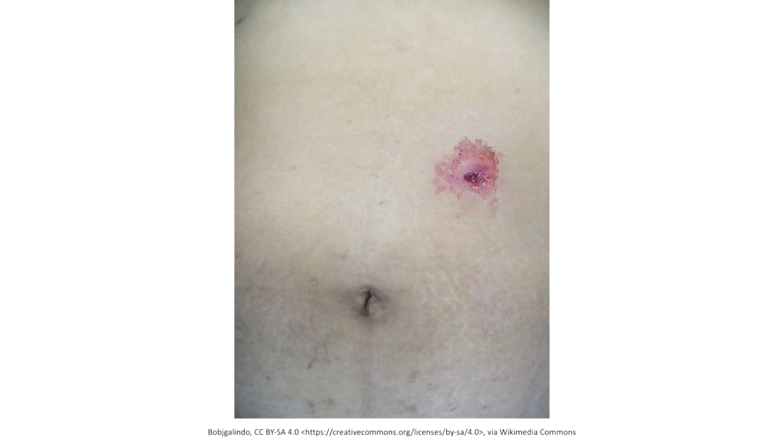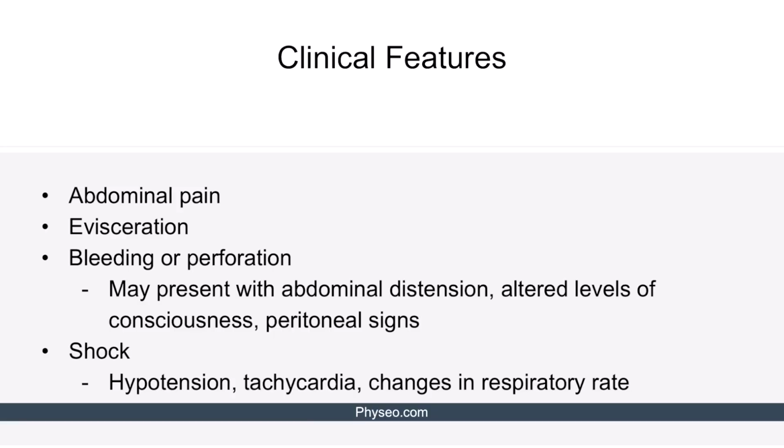Here you see the external appearance of a gunshot wound with physical trauma due to the bullet. Gunshot wounds can lead to intra-abdominal bleeding, infection, or organ damage. Next, let's discuss clinical features.